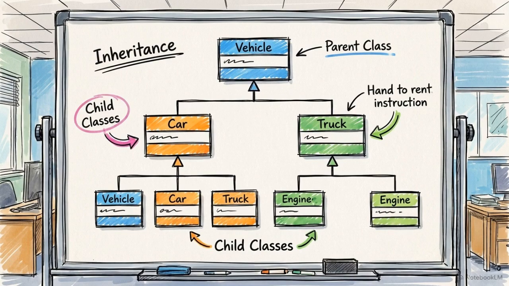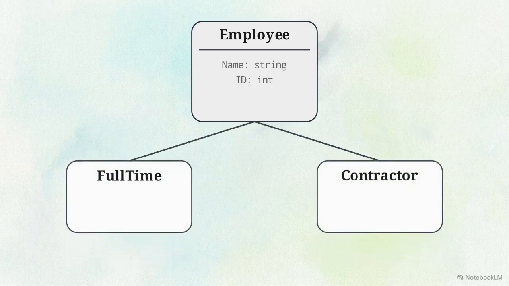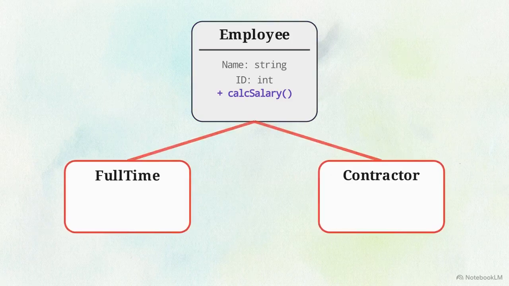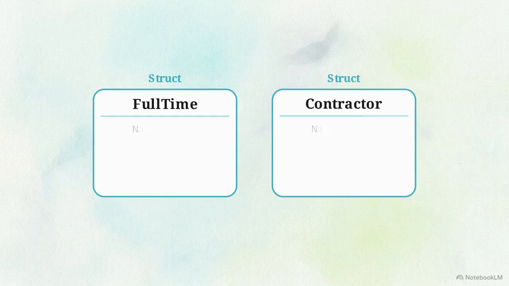Traditional object-oriented programming relies on explicit class inheritance to model complex data. Look at this standard class hierarchy. A parent-employee class defines core logic, which is then inherited by full-time and contractor subclasses. Deep hierarchies create tight coupling. If you change a method in the parent class, every child class downstream is forced to adapt, making rigid structures difficult to refactor over time. Go abandons classes entirely. Instead, it uses structs, simple, independent collections of key-value pairs that share no hierarchical parent.